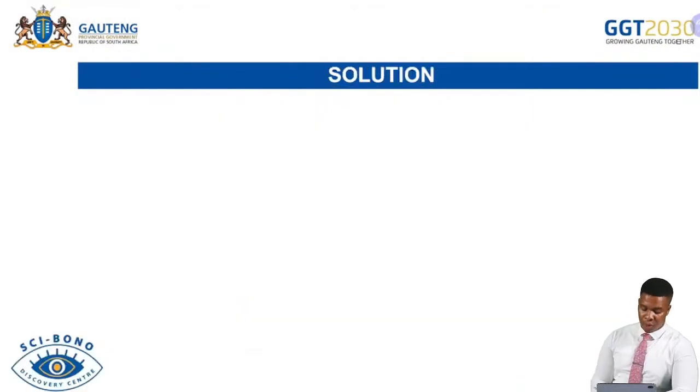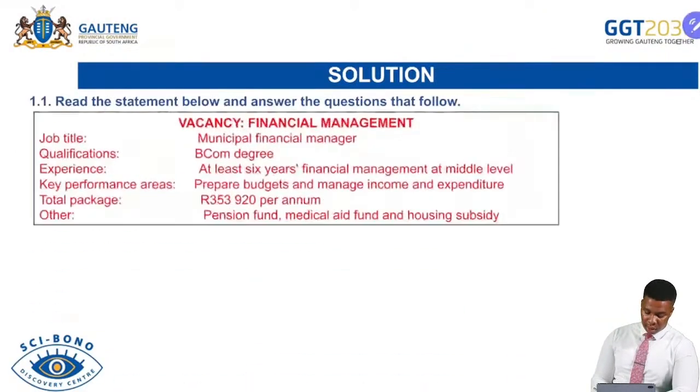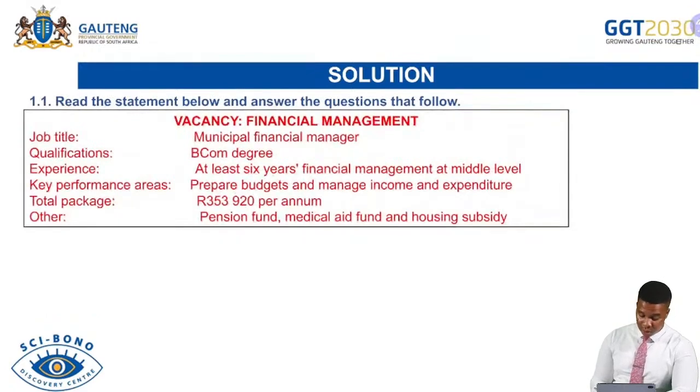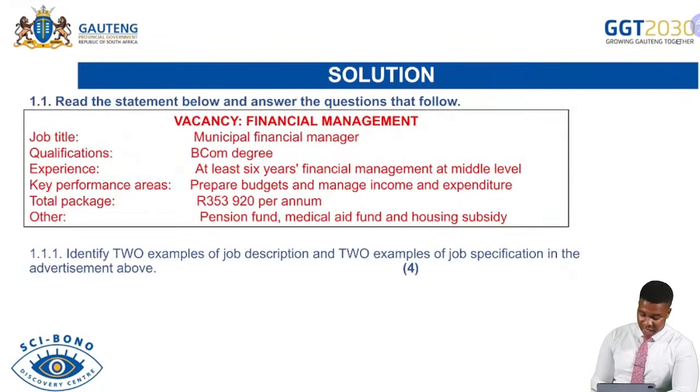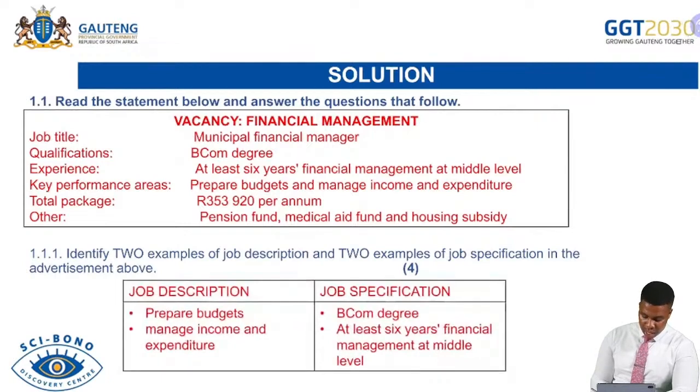Now let us look into our solutions. The scenario again, here we are looking into recruitment again. When you look into recruitment, they are saying identify two examples of job description and two examples of job specification in the advertisement above. So we have now job description, which can be preparing what? Budgets. Yes, that's a job description. Remember, job description is the duties and responsibilities.